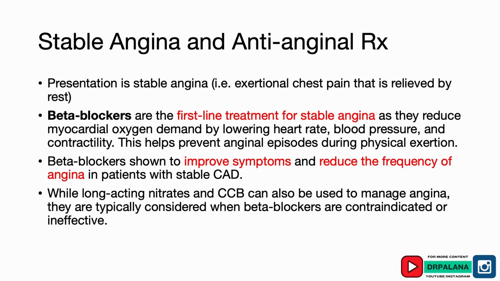They are particularly beneficial in patients with a history of hypertension, as in this case, while long-acting nitrates and CCBs can also be used to manage angina. They are typically considered when beta blockers are contraindicated or ineffective. Aspirin is important for reducing the risk of cardiovascular events, but does not directly address anginal symptoms. An ACE inhibitor, like lisinopril, is appropriate for blood pressure control and reducing cardiovascular risk, but is not first line for symptom control in angina. In this patient, starting a beta blocker is the most appropriate next step to manage his stable anginal symptoms.